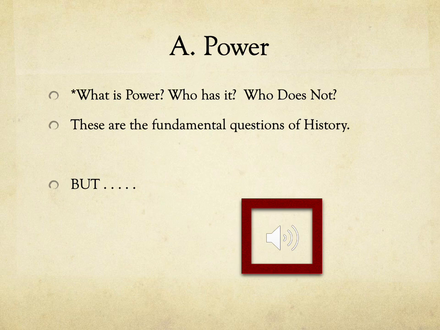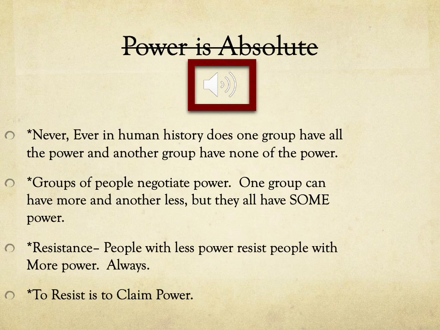So why are we talking about it? Let's go on to the next slide. Our inclination is to think that power is absolute. I think you know everything I'm about to tell you. But if we get in a history class or we start thinking about the past, we imagine that somehow power is absolute. Some group, the king, the czar, the rich people, the ex-president, that these people have absolute power and that everybody else has no power.